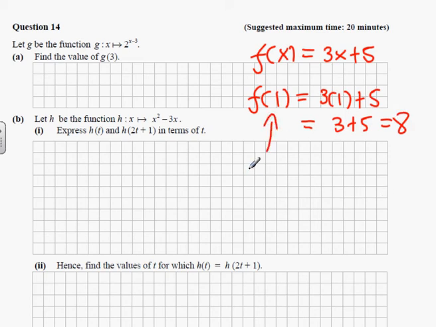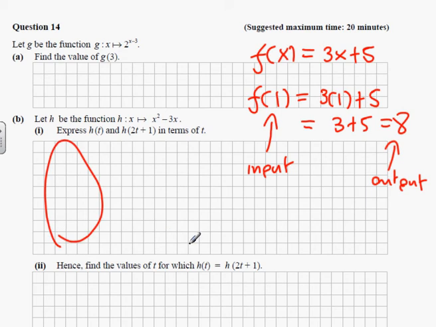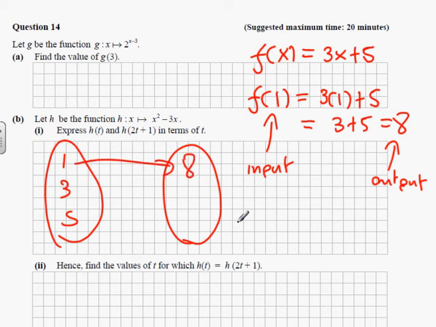1 is referred to as the input. Your answer is referred to as your output. Sometimes they draw diagrams where they say, here are your inputs, and then they come over here and tell you what your outputs are. Does that make sense?